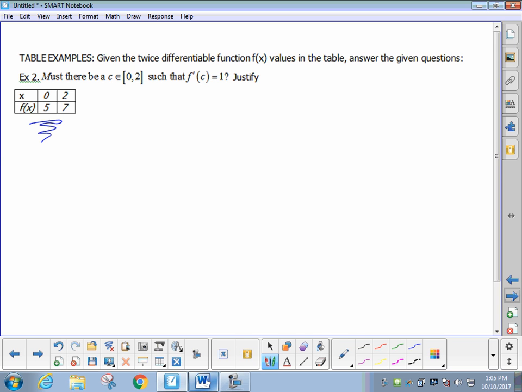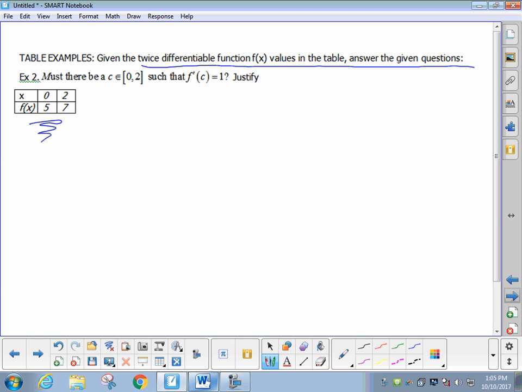Okay? So you've got a twice differentiable function. Please note that that's for all tables. All the tables below, they're all twice differentiable. I didn't say it every time, but every table from here on out, they're twice differentiable. Does differentiability imply continuity? Yes. Is there a place in 0 to 2 such that the derivative at that point must be 1?